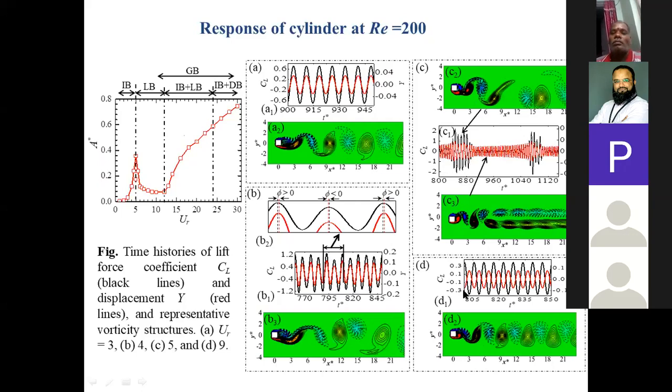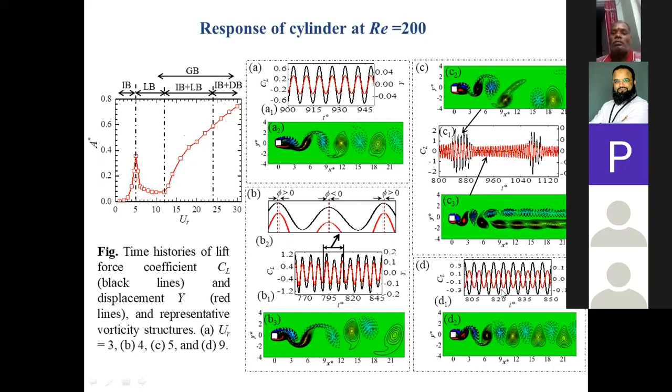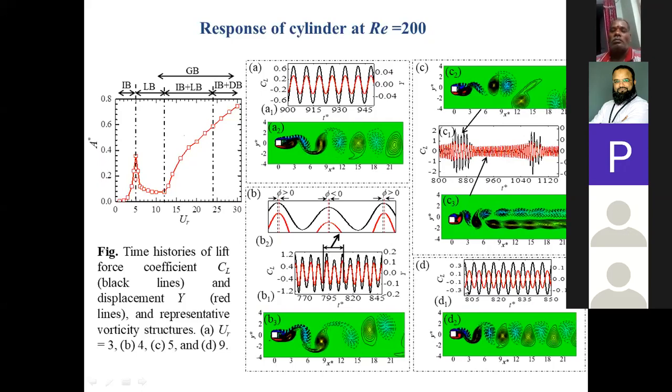And further, if you increase this reduced velocity, they are in antiphase. The phase between the CL and the Y signal, the displacement signal, they are in antiphase. This is an example of the discrimination in the galloping branch, initial and lower branch.